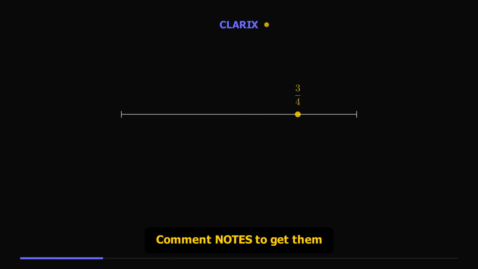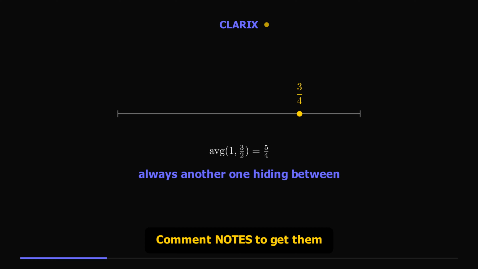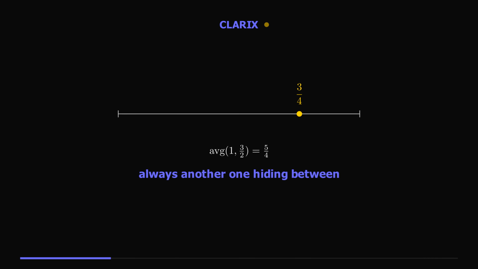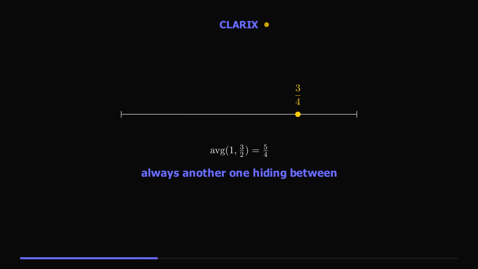To place a rational number like 3/4 on the number line, split the gap between 0 and 1 into 4 equal parts, then move 3 of them across. Here's the genuinely magical part. Between any two rational numbers, no matter how close together, there's always another one hiding in between. Just average the two. Average 1 and 3/2, and you get 5/4 sitting right between them. Repeat that forever, and you realize there are infinitely many rational numbers between any 2 points. This property is called density.